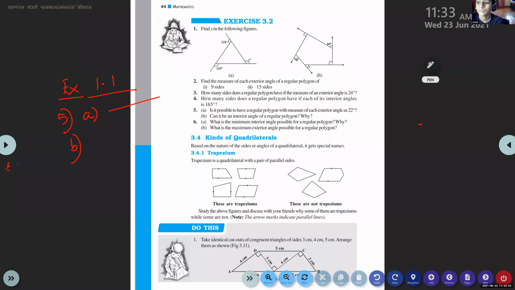Ma'am, 1 minute. Okay, I'll write that answer. For the A part we have to simply write 360 by 22. Only that step we have to write. No, it is not possible, since I'll write that also. Ma'am, in notes, right? Since 22 is not a divisor of 360. I wrote no.